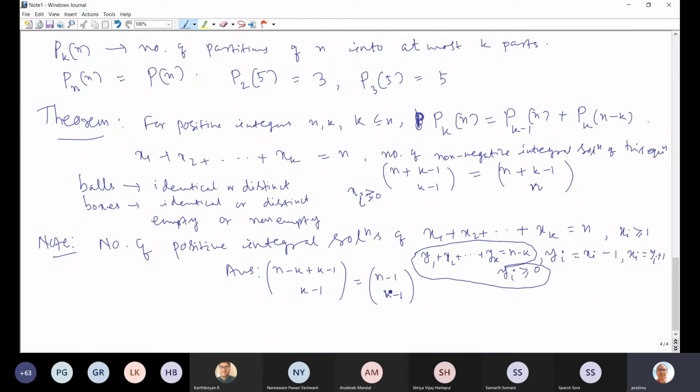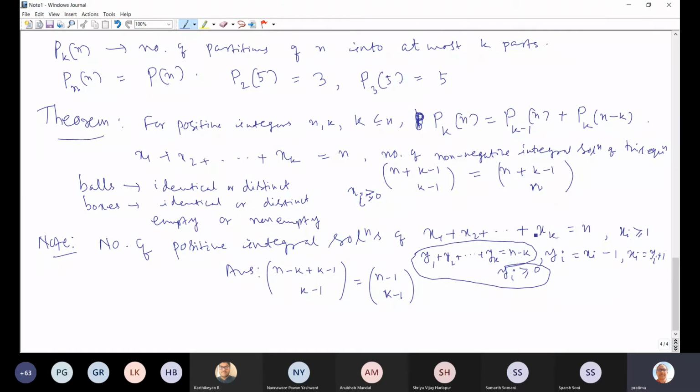Understand? So this answer, or solution of this equation, what does it give? This gives the distribution of n identical balls, where balls are identical and boxes are distinct, k boxes. We are distributing n identical balls to k boxes so that no box will remain empty.